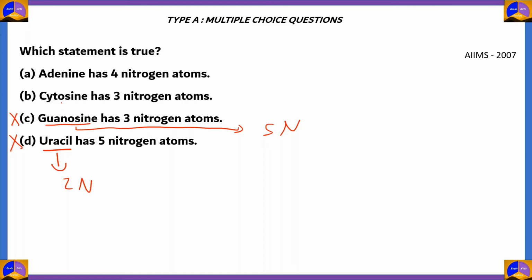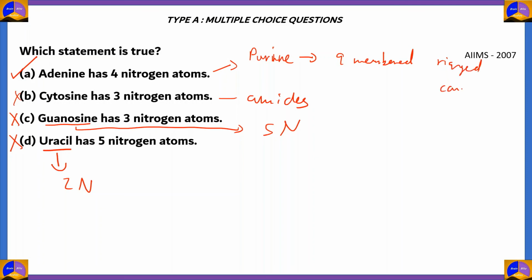What about option B? Cytosine. Cytosine, it says, has 3 nitrogen atoms, which is incorrect. It only has amides. And therefore, that proves that option A is the right answer. Adenine has 4 nitrogen atoms because adenine is a purine, and purines have a 9-membered ringed compound, and the rings itself are twice. So there are 2 rings and 9 members in a purine compound. And so adenine will always have 4 nitrogen atoms.